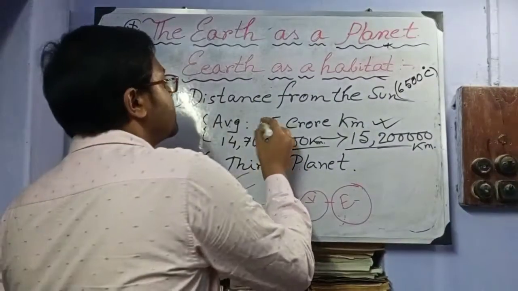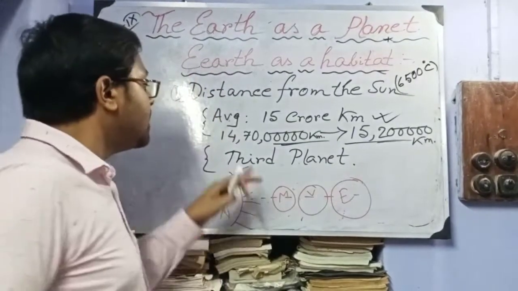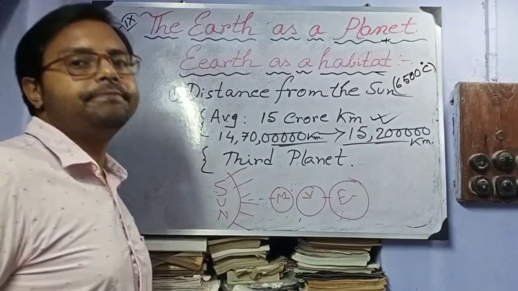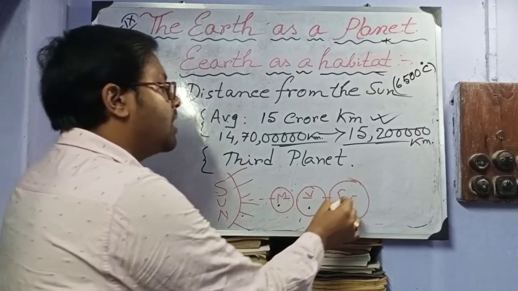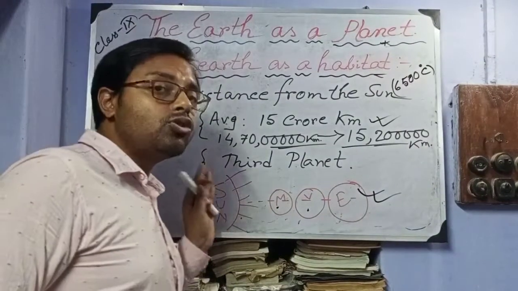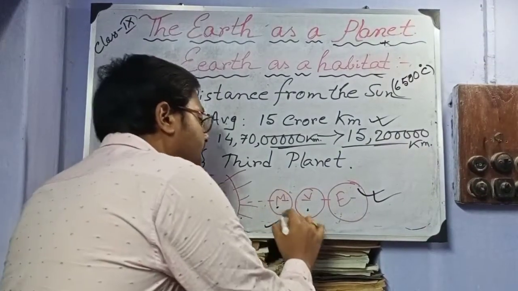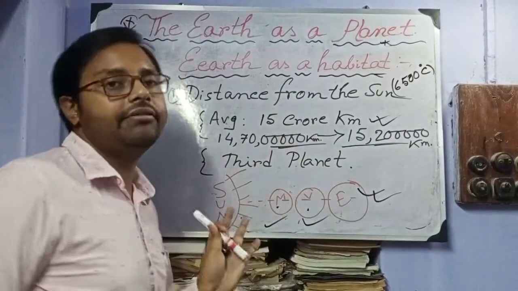So the average distance is 15 crore kilometers, which is ideal for living organisms, and it is the third planet from the sun. After the sun come Mercury and Venus, and the earth is the third planet. As a result, it doesn't get as much heat as Mercury and Venus. That's why earth has become a habitat.